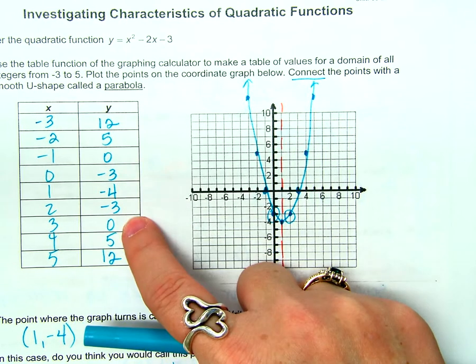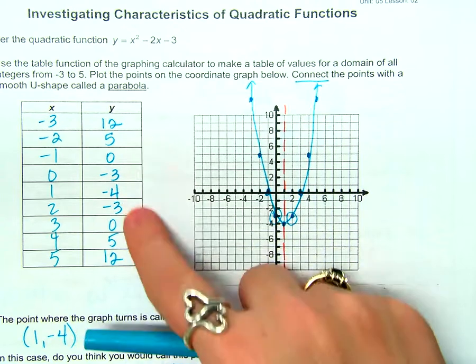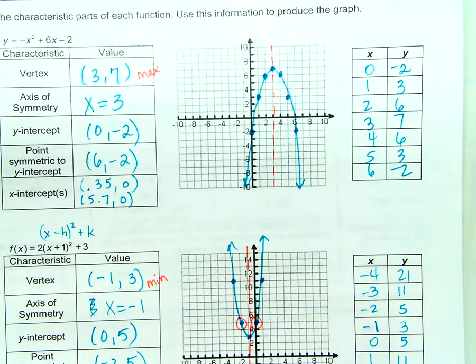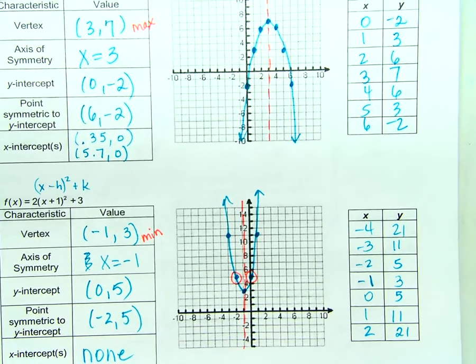X-intercepts are where y equals 0. They both happen to show up on the table. If not, we can do like we did on this one and use our calculator. Any questions about these so far?